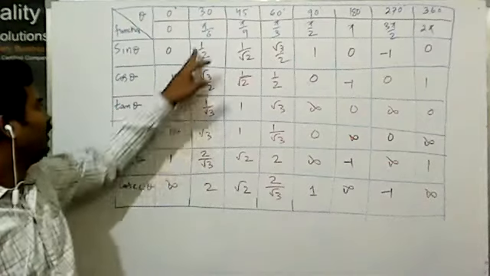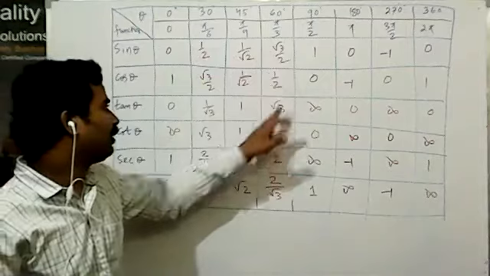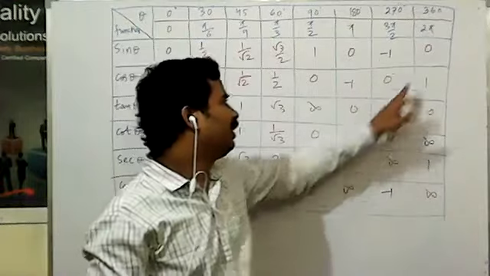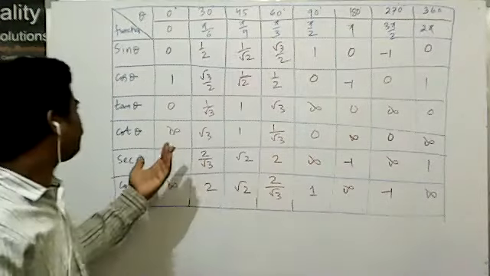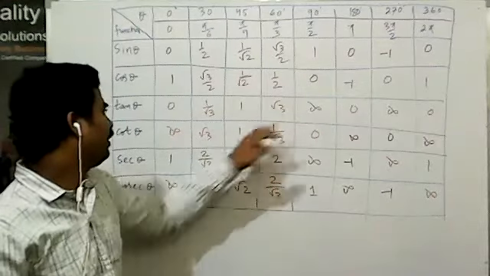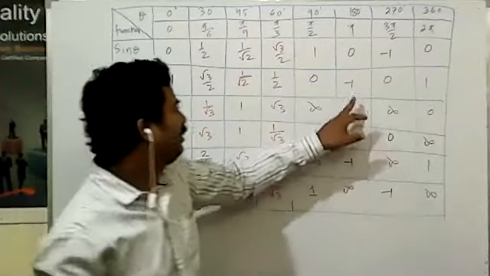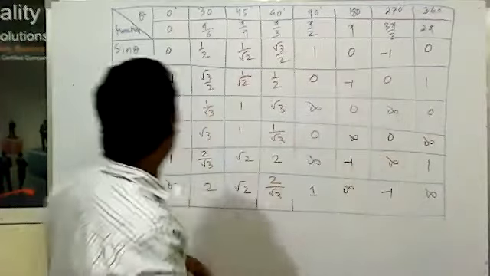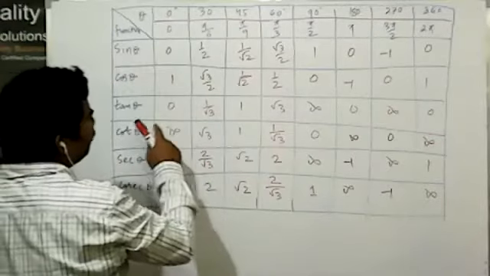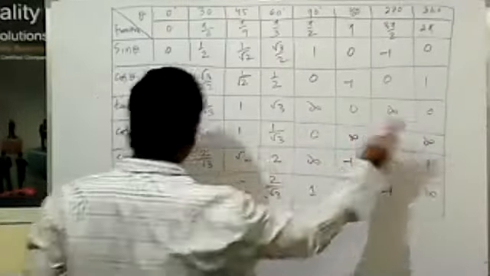Dividing these values gives tan theta: 0, 1 by root 3, 1, root 3, infinity, 0, infinity, 0. Similarly, for cot theta, which means cos theta divided by sin theta, the order is reversed: infinity, root 3, 1, 1 by root 3, 0, and then infinity, 0, infinity.